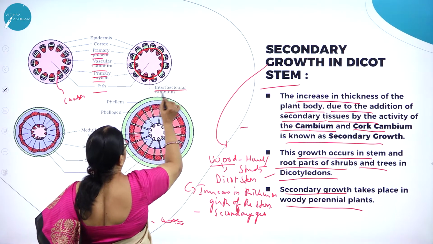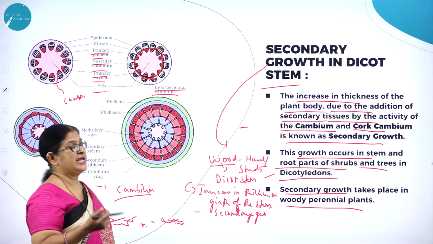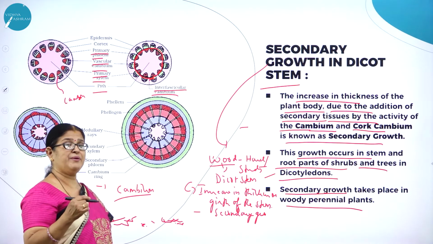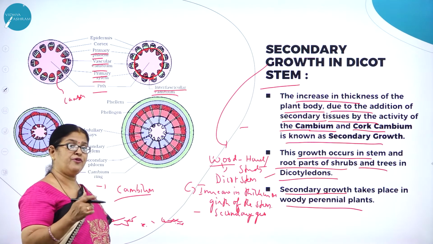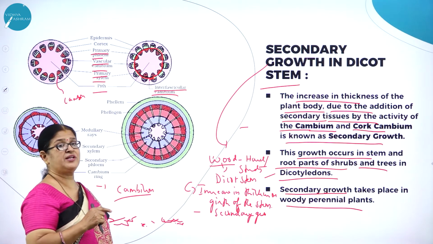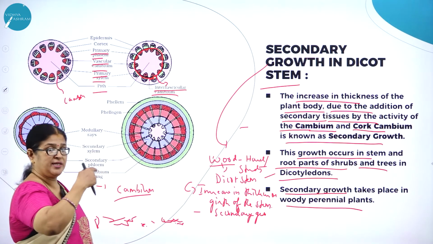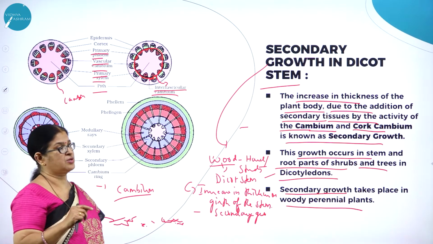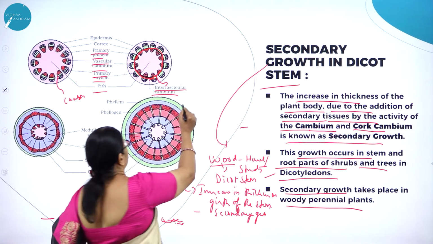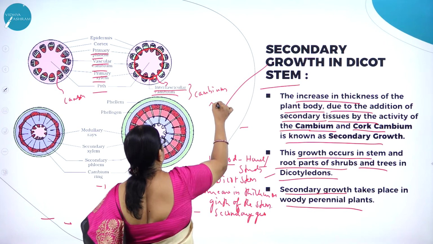What is interfascicular cambium? The cambium that is formed between two vascular bundles is called interfascicular cambium. What is intrafascicular cambium? The cambium that is found between the xylem and phloem in a single vascular bundle is called intrafascicular cambium. The interfascicular cambium is going to help in the process of formation of a cambium ring.